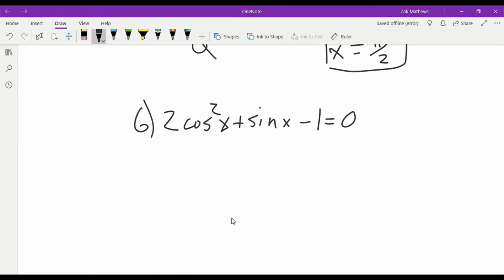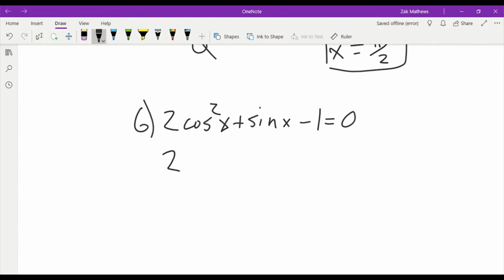All right, let's take a look at this next example. We have 2 cosine squared x plus sine x minus 1 equals 0. Now, before I jump into a trig function equation, I need to make sure that I have the same trig function and that the angles are the same. The angles do match, but the problem is the trig functions don't. So I need to get a way for these trig functions to match. Otherwise, I can't factor this to do anything with it. They're not going to simplify in any way.